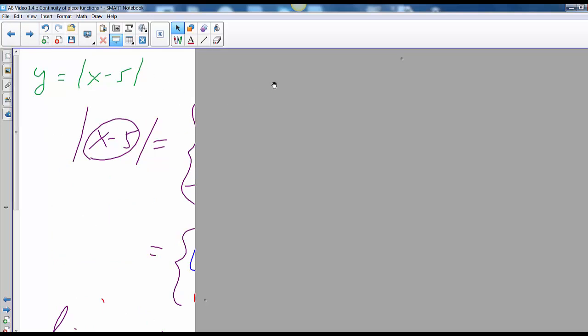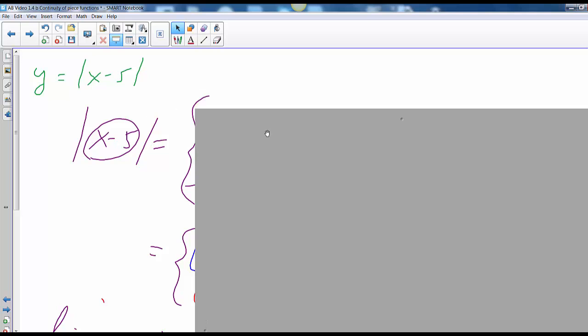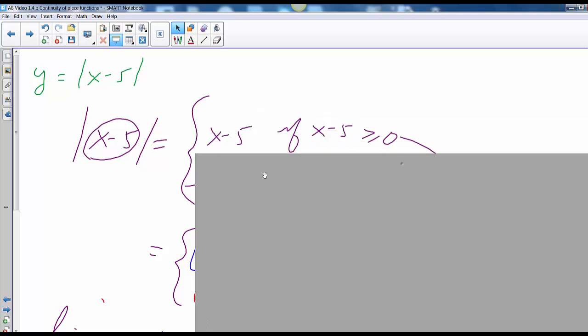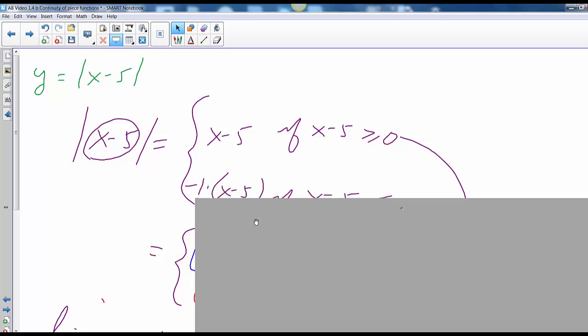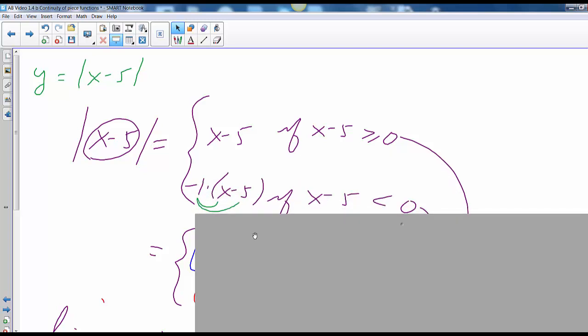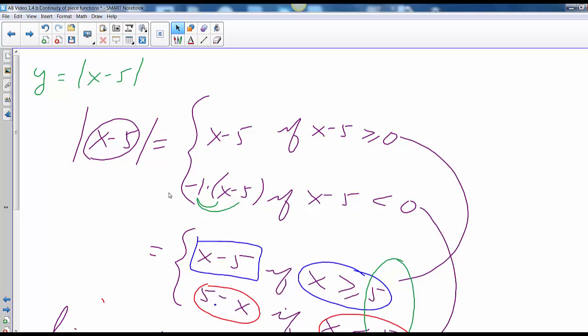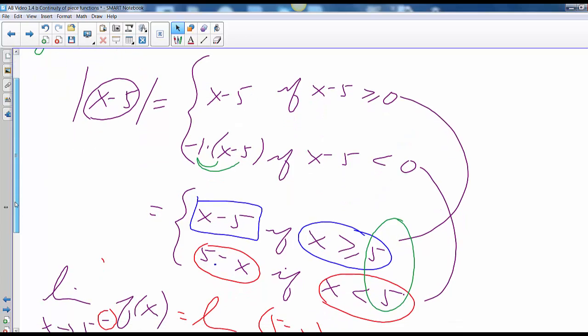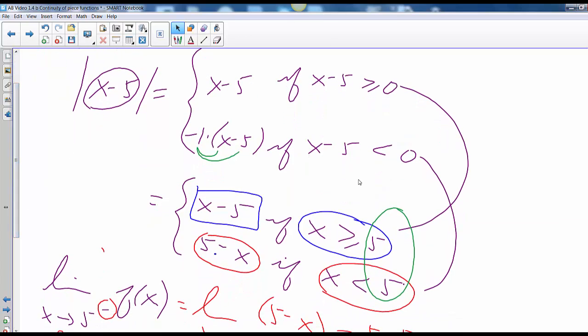Okay, so here's another example. So the absolute value of expression x minus 5 is expression x minus 5 if expression x minus 5 is greater than or equal to 0, and it's negative expression x minus 5 if expression x minus 5 is less than 0. So same exact process. I'm going to go through this one quite quickly. You're going to isolate x in both of these. You'll get x is greater than or equal to 5. Isolate x here. You'll get x is less than 5.